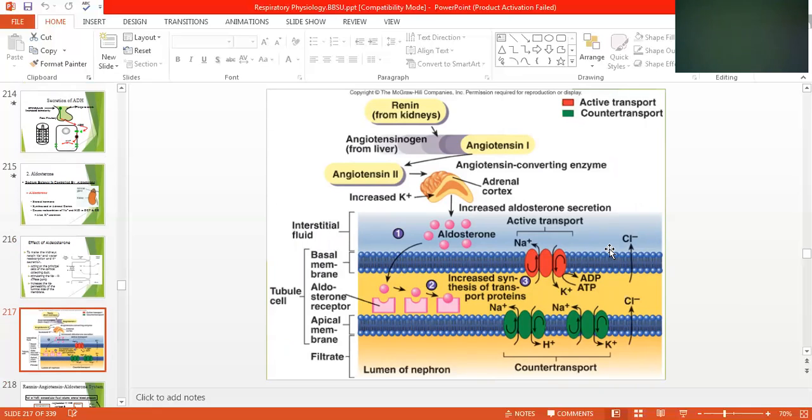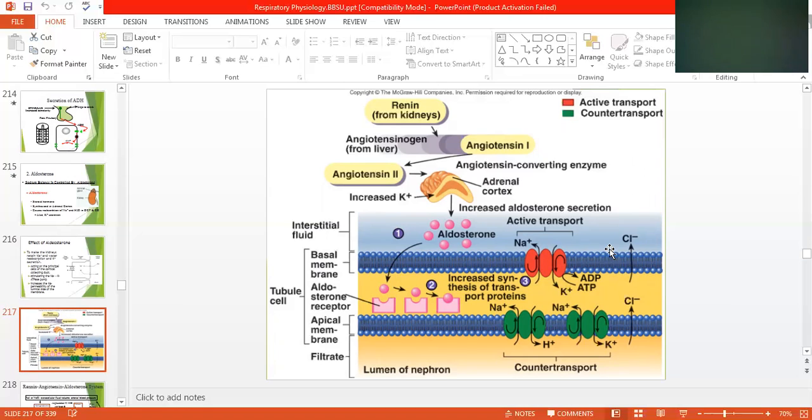This complete phenomenon is given in this picture. Tube cells means renal tubules, basal membrane, aldosterone receptors, apical membrane, filtrate, lumen of the nephron, counter transport, increase of the synthesis of the transport protein, sodium, then hydrogen, then ATP is required. ATP is required for the transfer of sodium or potassium from one side of the cell to the other side of the cell. Increased aldosterone secretion, active transport takes place, aldosterone working on sodium.